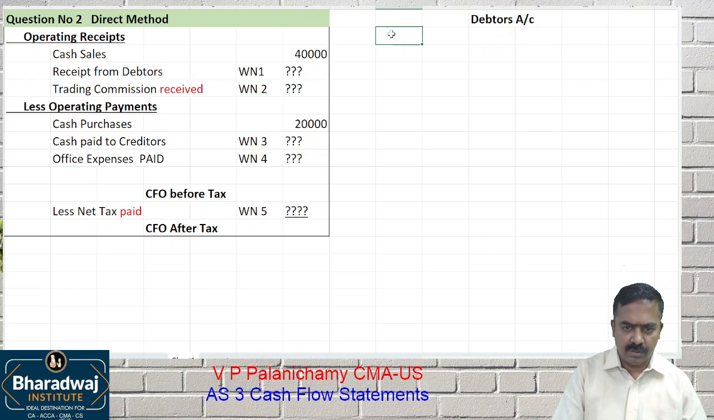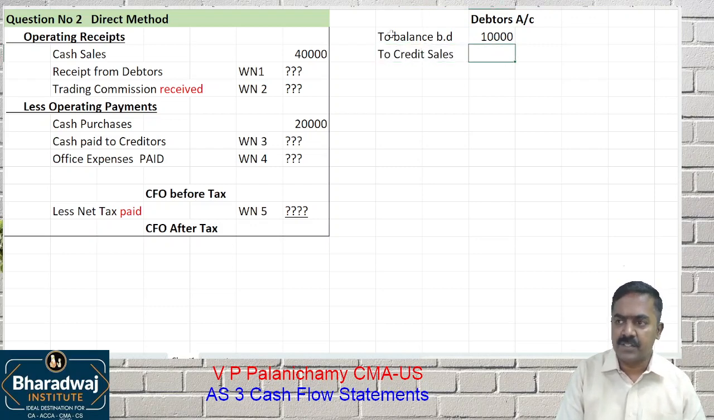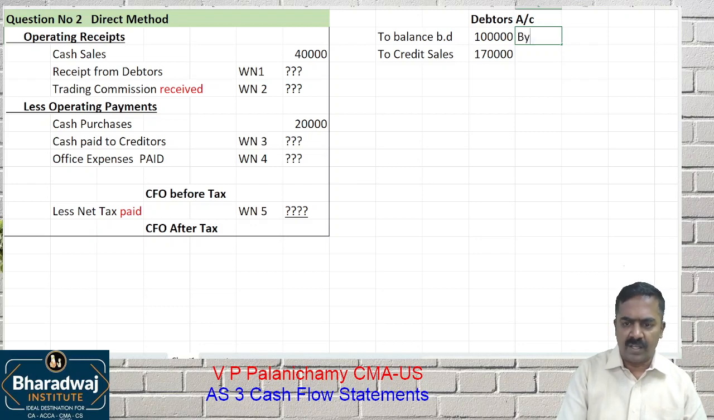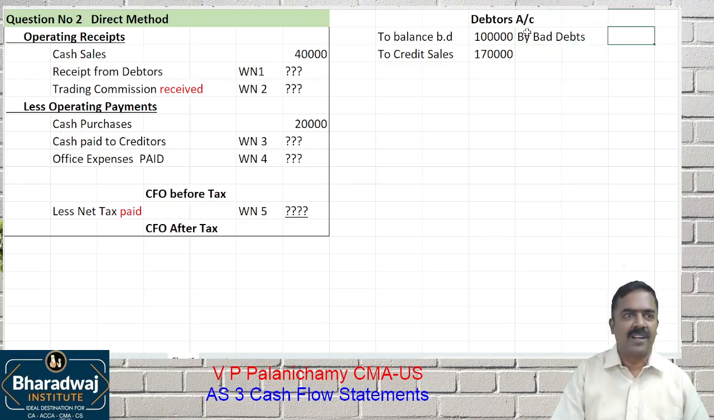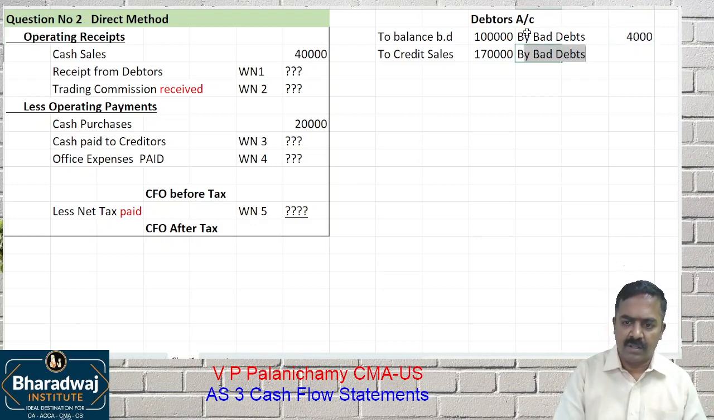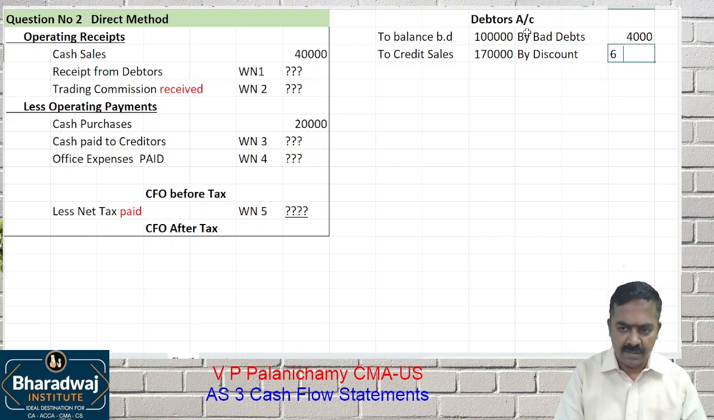Debtors account. To balance brought down, 1 lakh. Which sales will come here? Credit sales. Credit sales how much? 1,70,000. Then what and all will come? Bad debts. Branch debtors account and all we have done. What is the bad debts? 4,000. By discount allowed. Don't forget that. How much? 6,000.